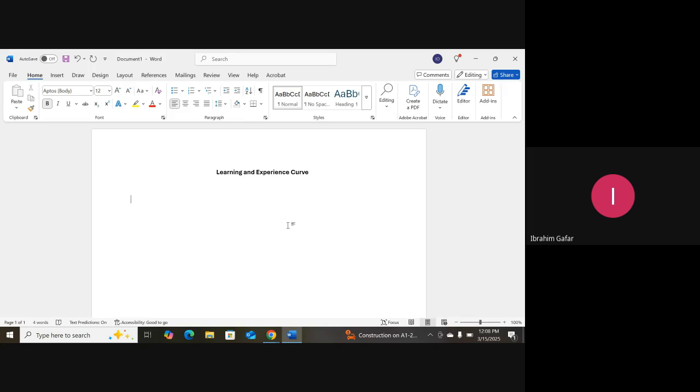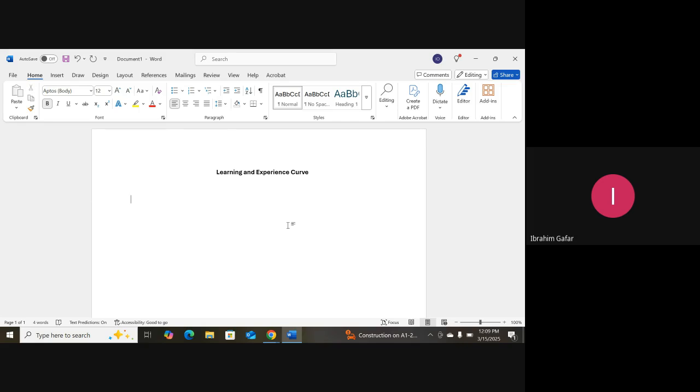Today we are going to discuss learning and experience curve. Before we go into details, we discovered that two things are involved here. We have the learning curve and we also have the experience curve.